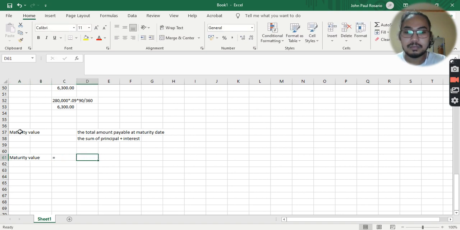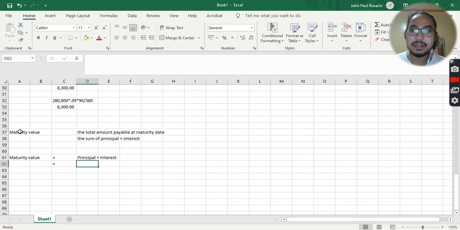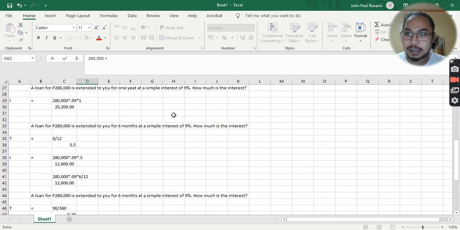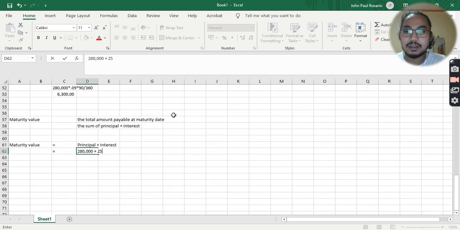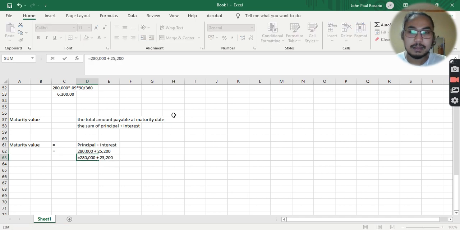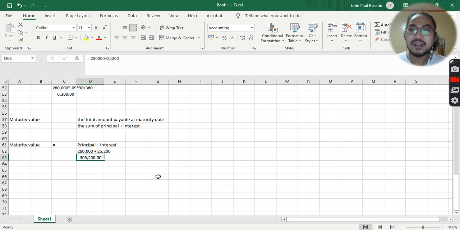So maturity value is equal to principal plus interest. So, based to ang first example, let's just continue with the first example na lang. Our principal there is 280,000. And our interest is, how much was that? First example, 25,200. So, with that, our total maturity value would then be 305,200.